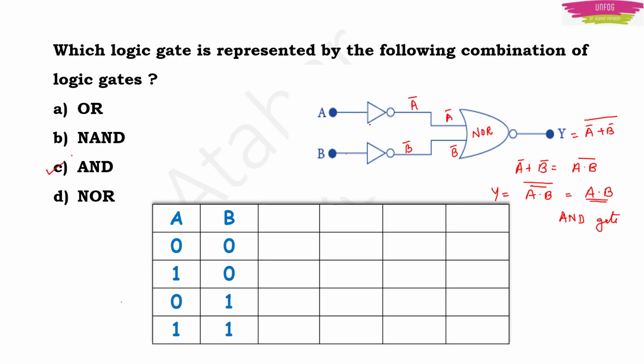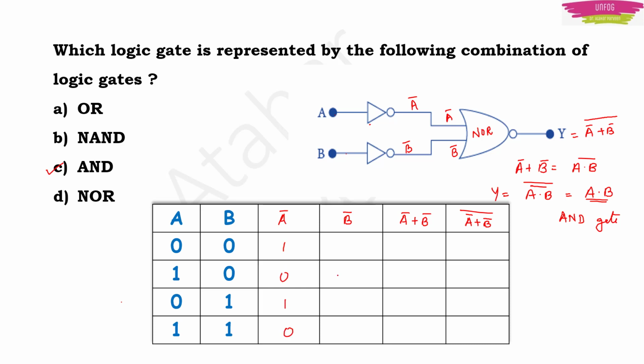If at all De Morgan's theorem didn't click in your mind, you can also use this truth table. This is also an easy method to solve this problem. First write it for A complement, then write it for B complement, then write it for A complement plus B complement, then take the complement of this, see the truth table and decide which logic gate the truth table belongs to. That's all. So A complement will become 1, 0, 1, 0.